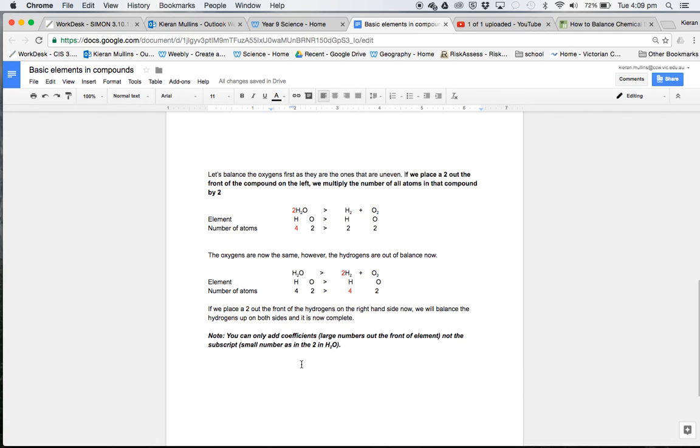So I hope that helps in how to balance a basic equation. I will do another one that's more complex, to show you some hints and tips with something that isn't hydrogens and oxygens. Hopefully that helps and allows you to balance.